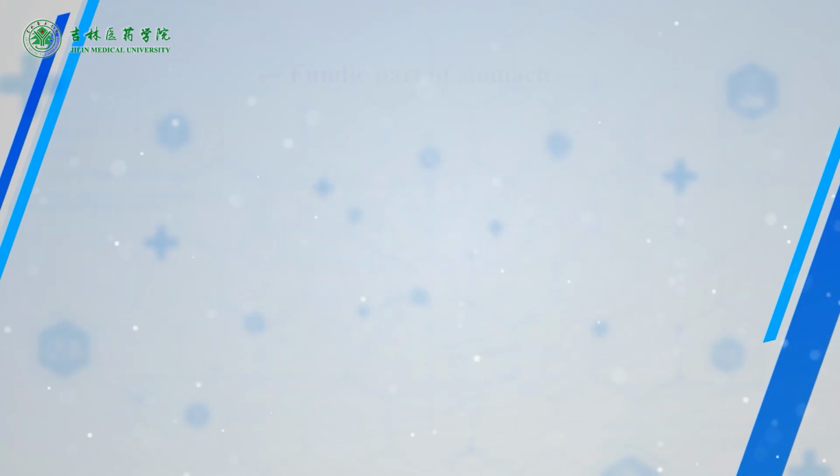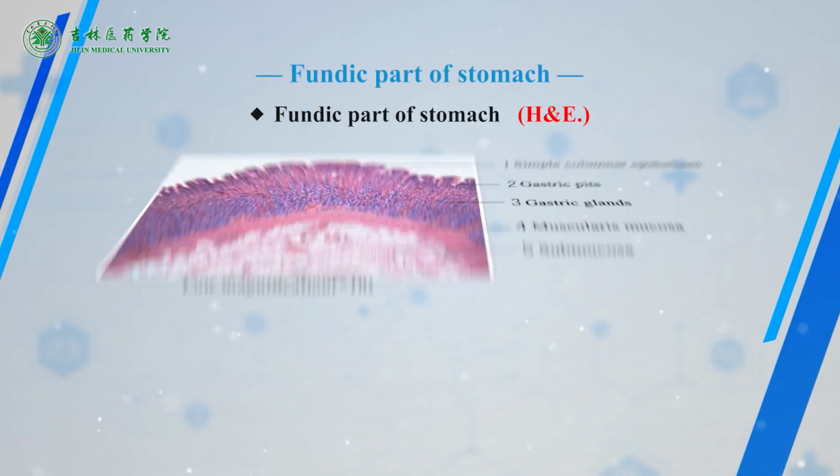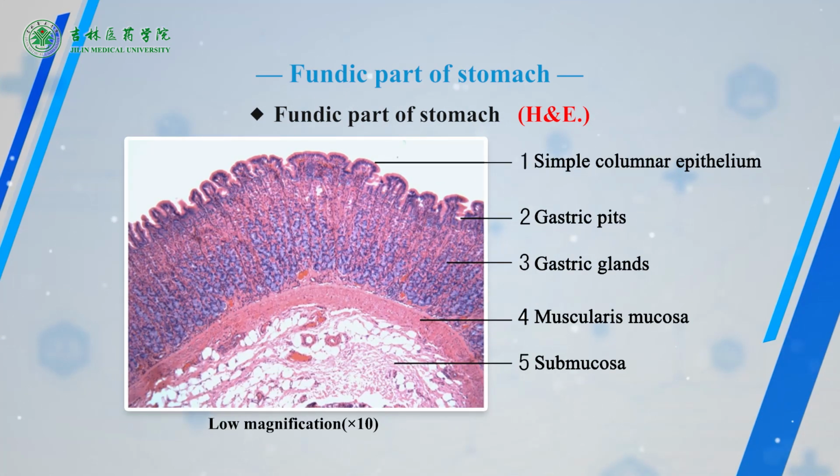The second slide: pyloric part of the stomach, obtained from the section of the pyloric part of the stomach, HE staining. Referring to the stained characteristics of the esophagus section, please identify the mucosa and submucosa of the stomach. Between them is the red stained muscularis mucosae. The muscularis and serosa are not visible on the slide.